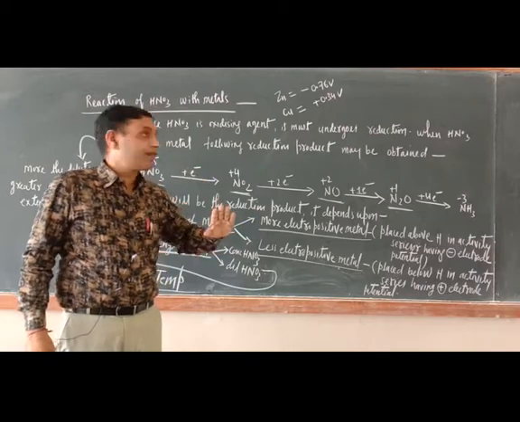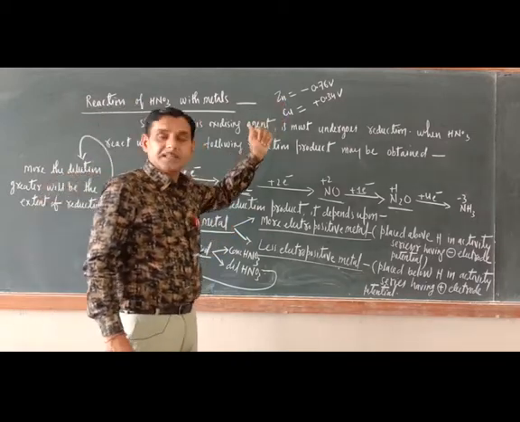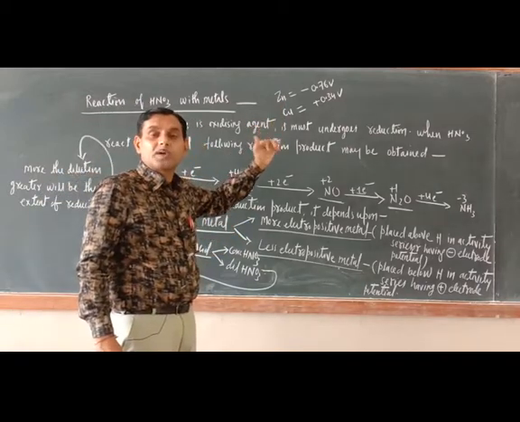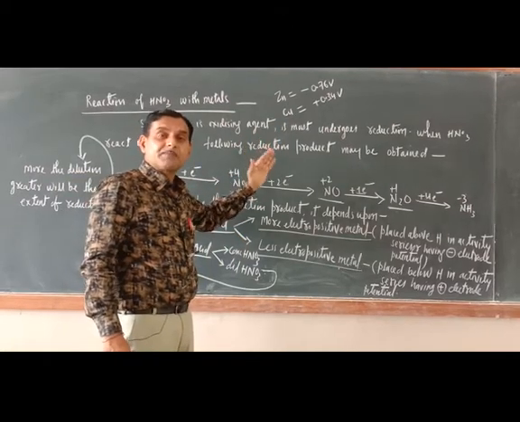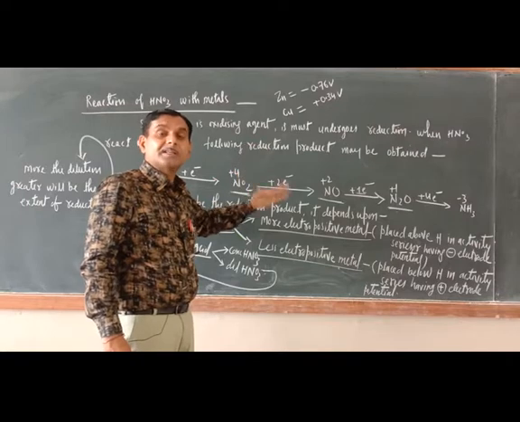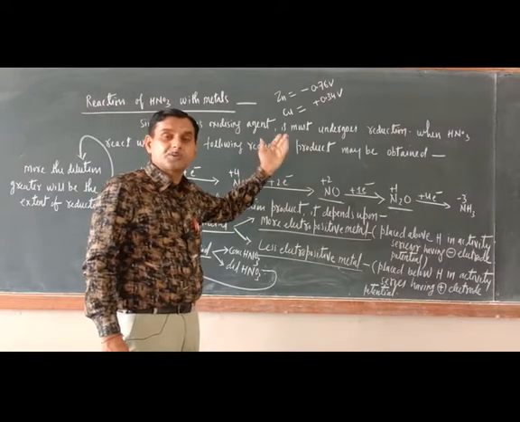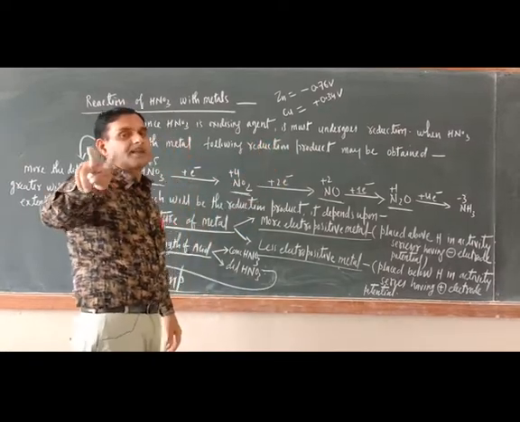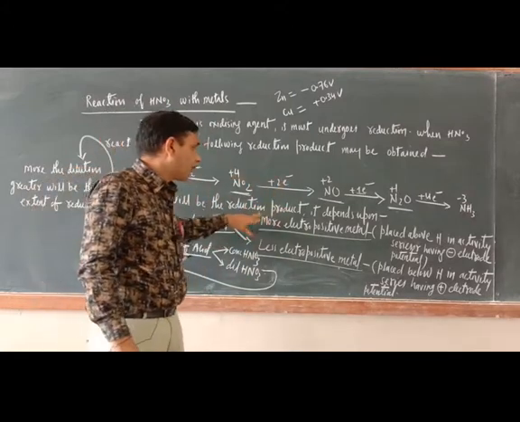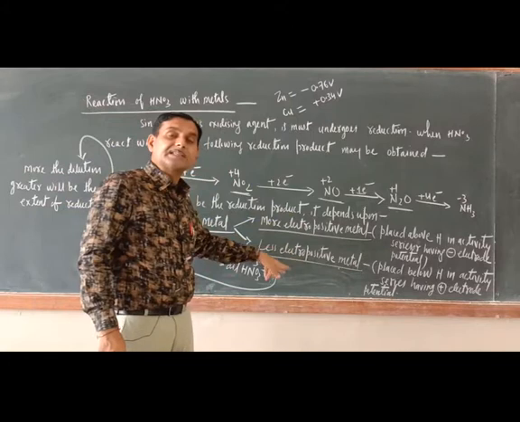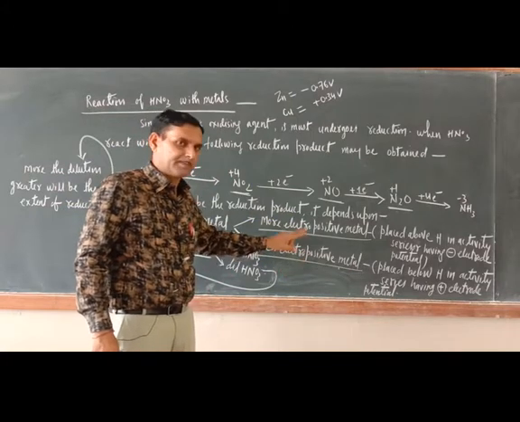Zinc is the metal whose electrode potential is negative 0.76 volt. It is placed above the hydrogen. Another metal is copper, which is placed below the hydrogen. Its electrode potential is positive. So two representative metals they have taken. One is a more electropositive metal, the second one is a less electropositive metal.